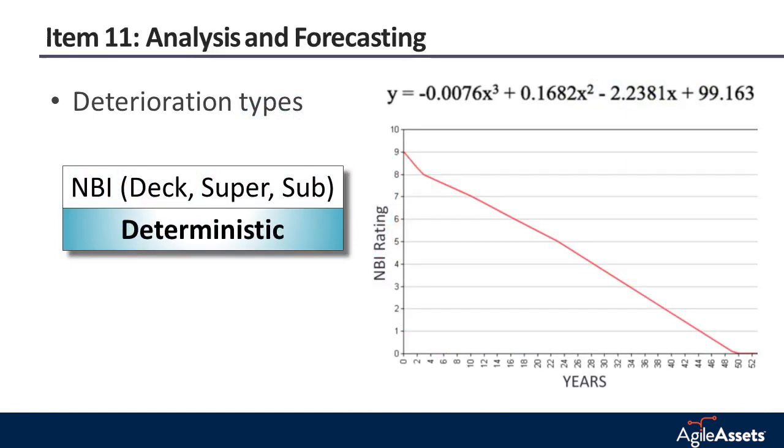Now let's talk about deterioration. This is a very important part of the analysis since it defines how a bridge's condition will change over time. Our system uses two main types of deterioration. For NBI level, which are the three main components of a bridge, the deck, superstructure, and substructure, we use a deterministic model, which is simply a curve derived from an equation.